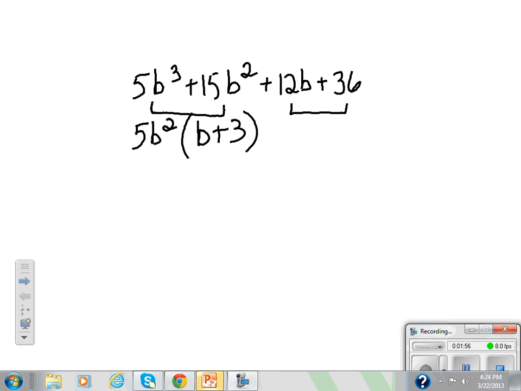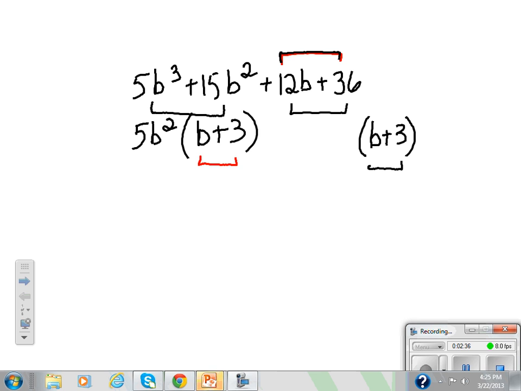Now this is a step that should help you, but a lot of people don't recognize this. When you're factoring by grouping, this term right here will be repeated in this second part of the polynomial. So we automatically know that we'll have b plus 3 here. And then we have to look at 12b plus 36 and ask ourselves, what can we pull out of both of them that will multiply times b plus 3 to give us 12b plus 36.